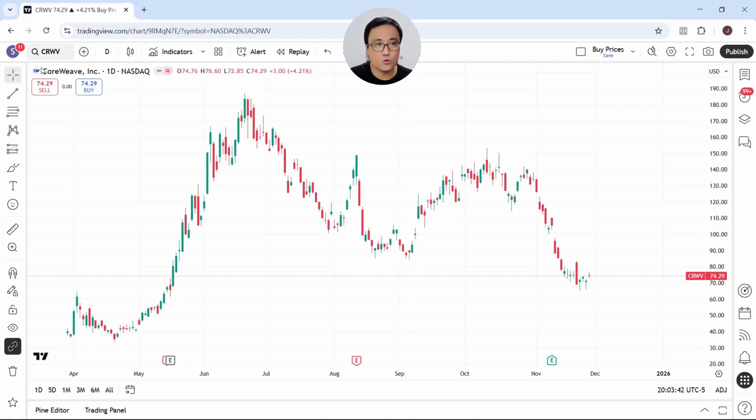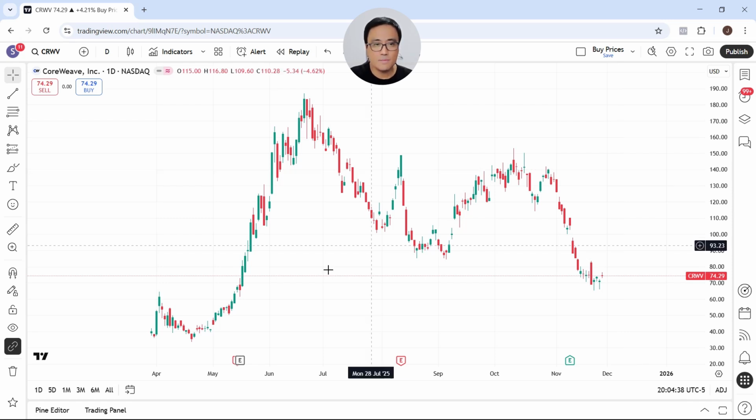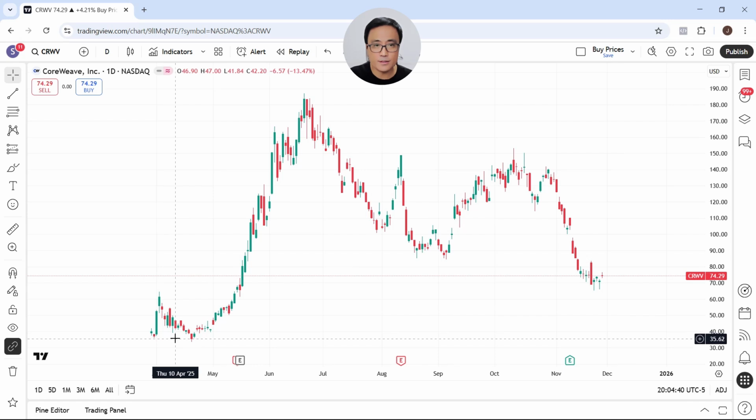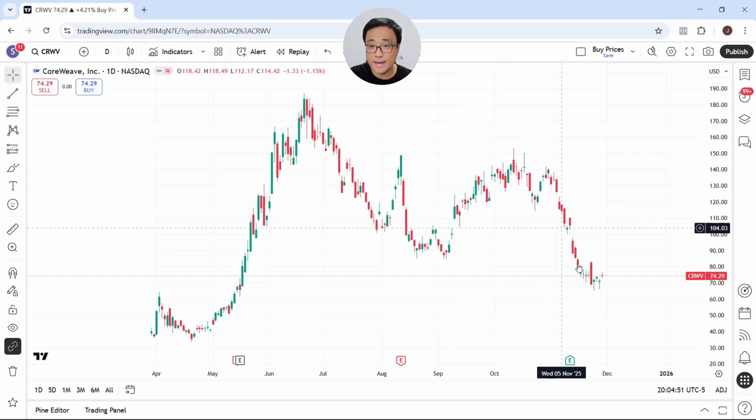Here's a chart of CoreWeave. It's a daily chart on TradingView. Today, I'm going to show you how you can use trend lines to find safer buy prices. Back in April, you can see that the trend was up, but then from June, the trend was down, then up, then down, up, and now we are currently in a downtrend.